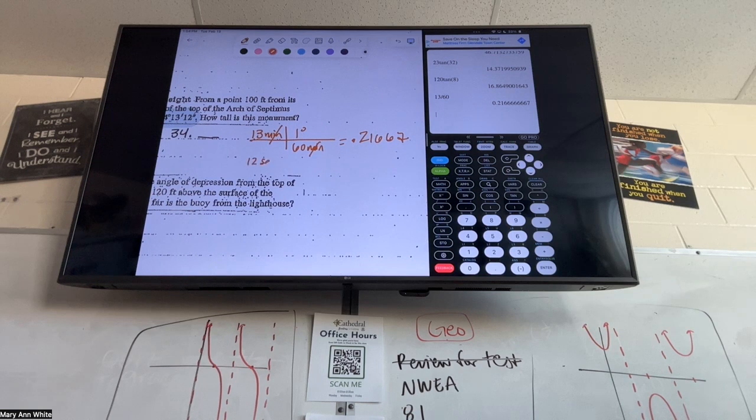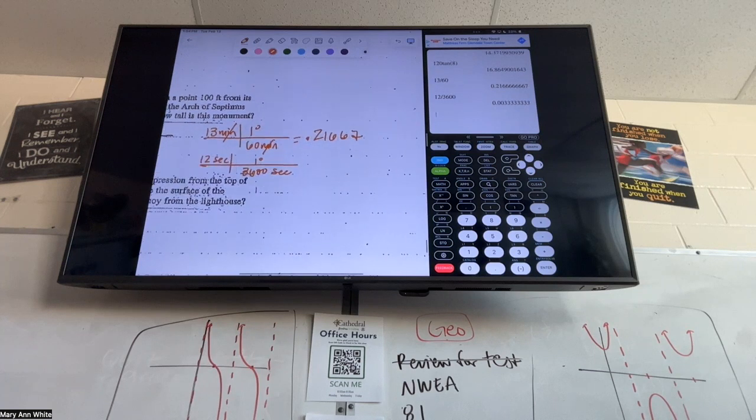And now we need to get our seconds into degrees. So if I have 12 seconds, what do I do to get that into degrees? 3,600 seconds. So 60 times 60. So 12 divided by 3,600 is 0.00333 forever.